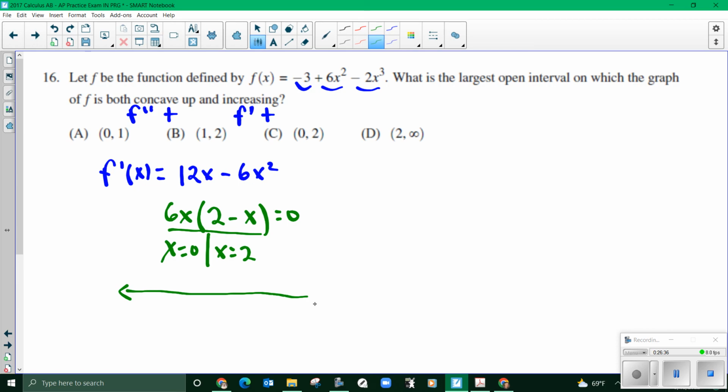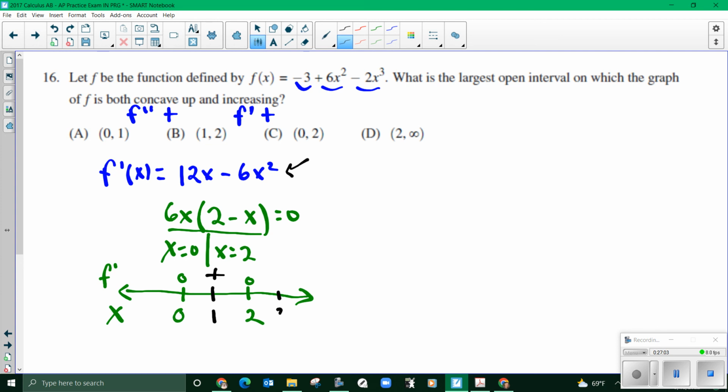Okay, actually, should I create one number line for the first? I'm getting ahead of myself. All right, so let's stick with this. At 0 and at 2, this is my x value. My first derivative is going to be 0. So let's pick a number in between, 1. If I put a 1 into this first derivative, I'm going to get a positive value. I'm going to get 12 minus 6, which is positive 6.